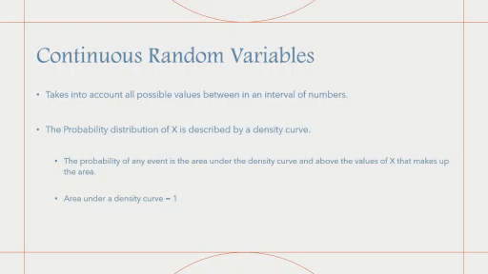This probability is usually done underneath a density curve in which you find the area of said density curve. If you take the entire area of the density curve, it should equal 1. When we look at normal distributions and we start talking about z-scores and z-values and all that, they're going to be based on a density curve using continuous random variables.